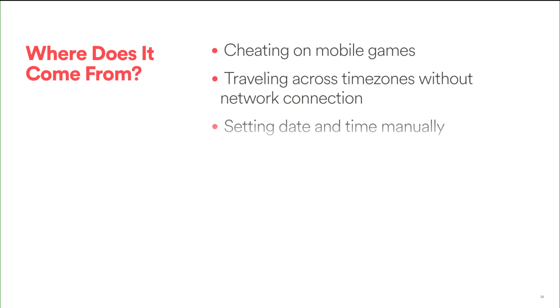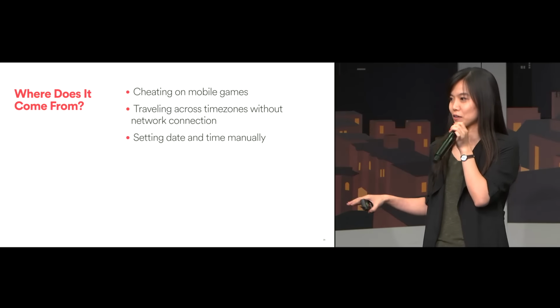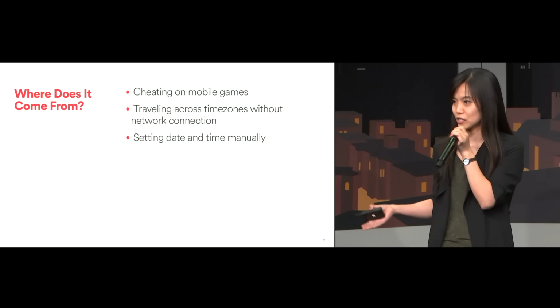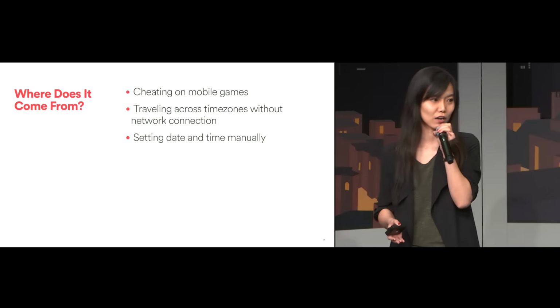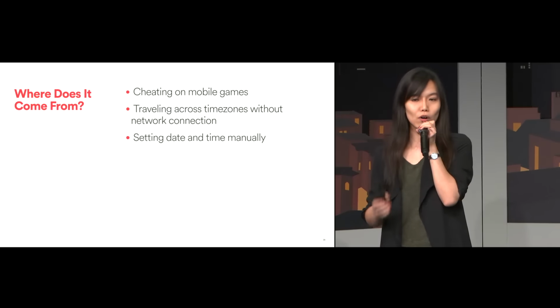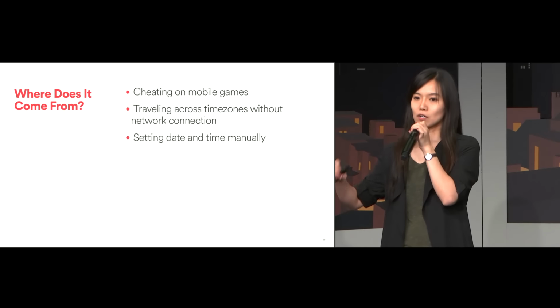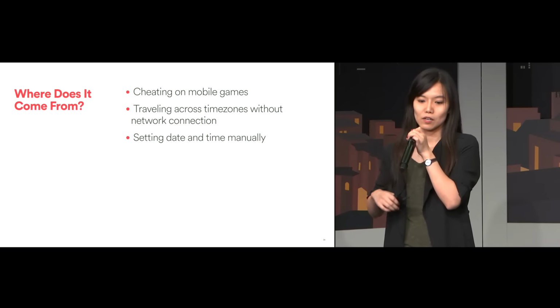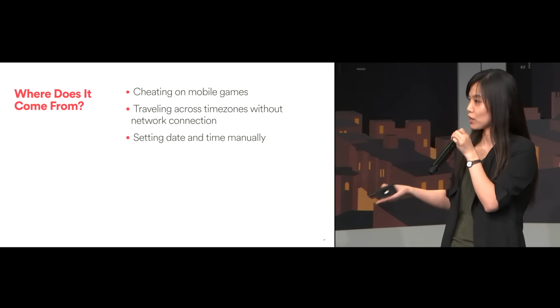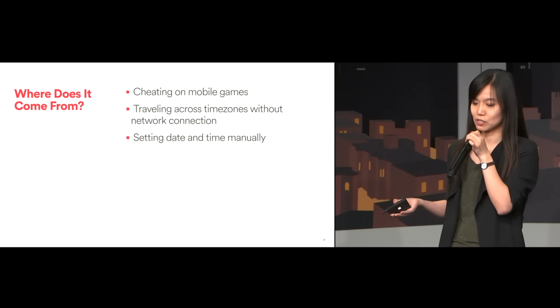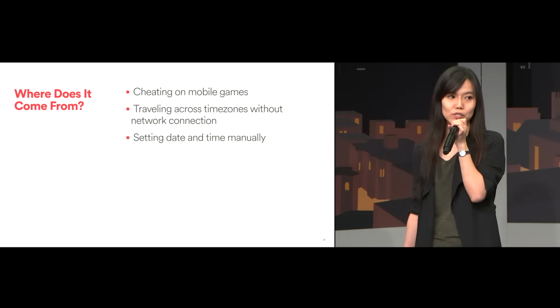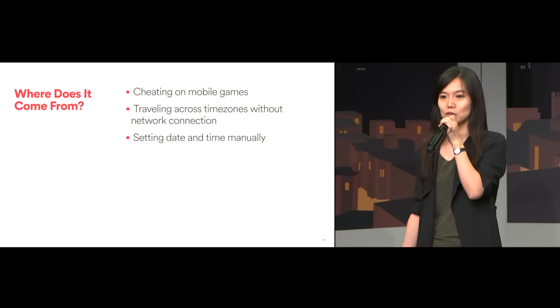Okay, so cheating on mobile games is one of the reasons causing time skew. Also, people travel across time zones and still want to use the app, which happens a lot for the Airbnb app. So all the events happen and get logged with the wrong time. They will upload when they get a connection, but the timestamp is actually wrong. And for many other reasons, people want to set the date and time manually.